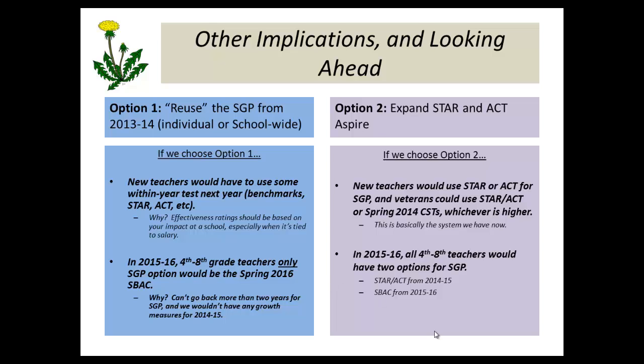The other thing is that in 2015-16, all 4th through 8th grade teachers would have 2 options for SGP. You could use either the STAR or ACT scores from next year, 2014-15, or you could use the Smarter Balanced from 2015-16, and you could choose whichever is higher for your overall rating.